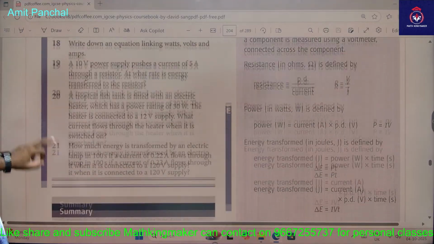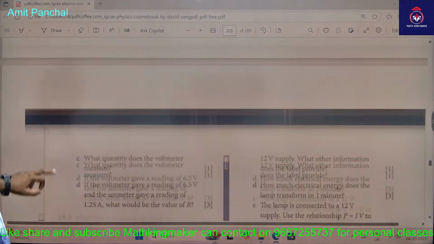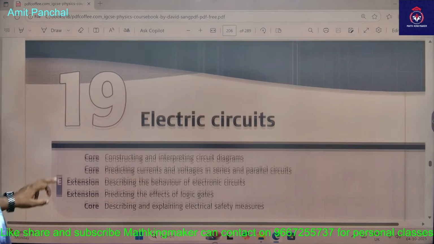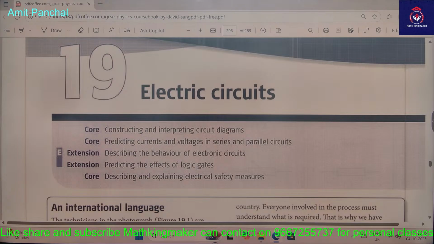So I think this chapter is also completed. You go through all the questions and examples. So your static electricity, electrical quantities and electric circuits, all 3 chapters are completed.